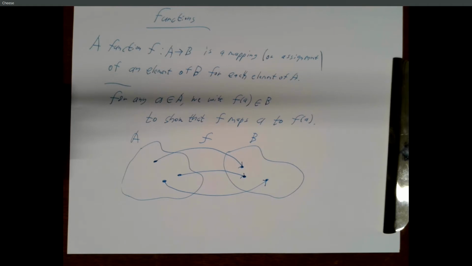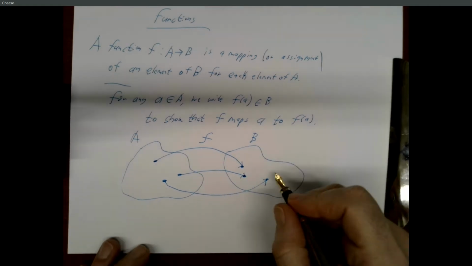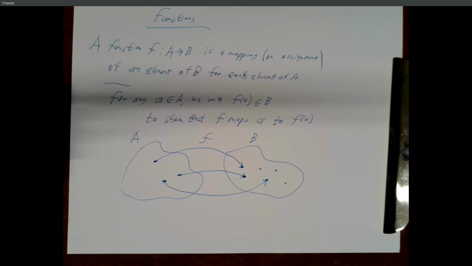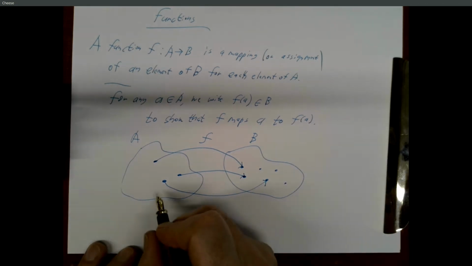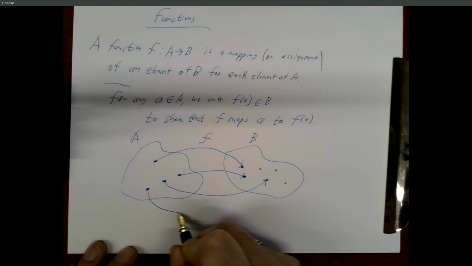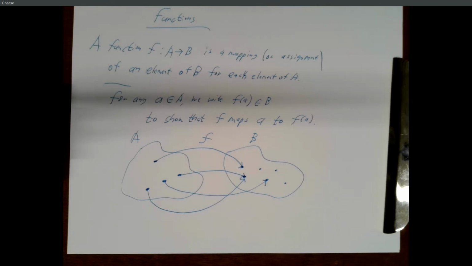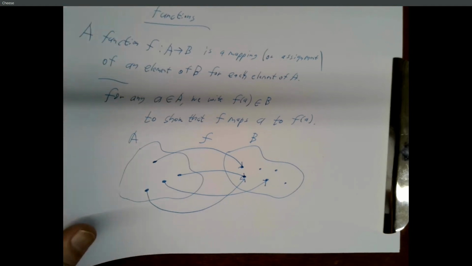But what can happen is we could have some numbers in B that don't get mapped to from anywhere. And we could have some numbers in B that are mapped to more than once. Both of those things are allowed. So this leads to some definitions that we've touched on before.